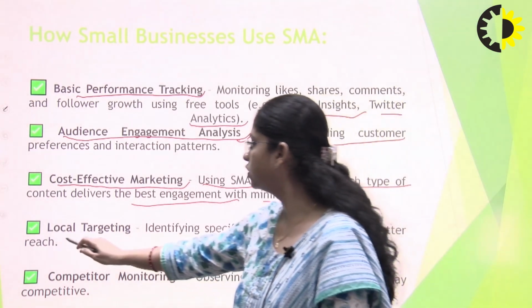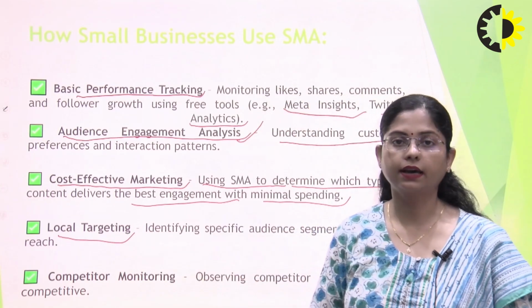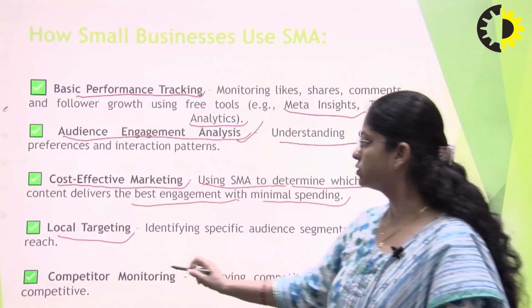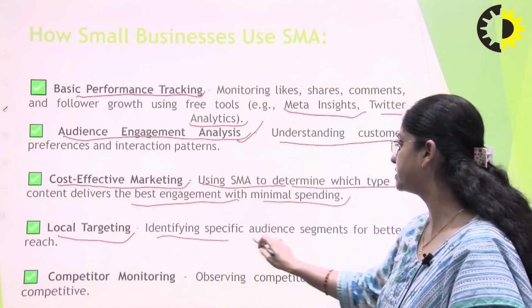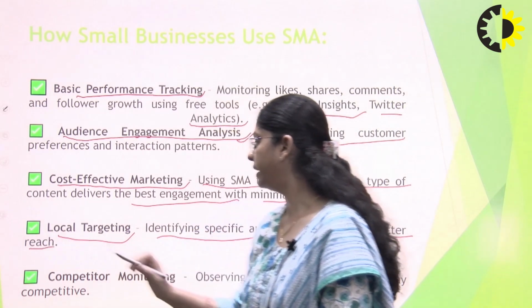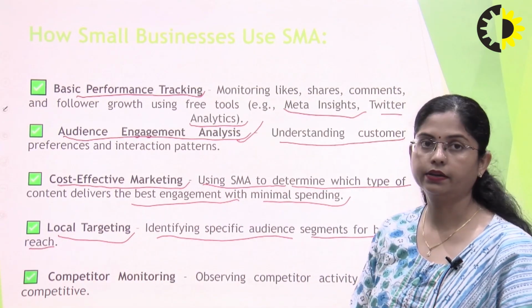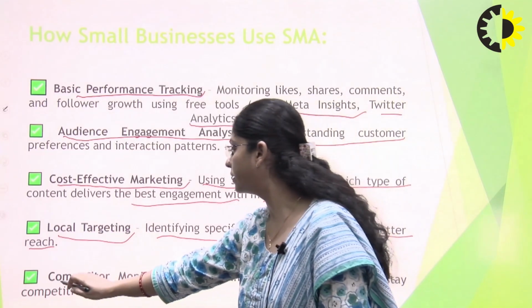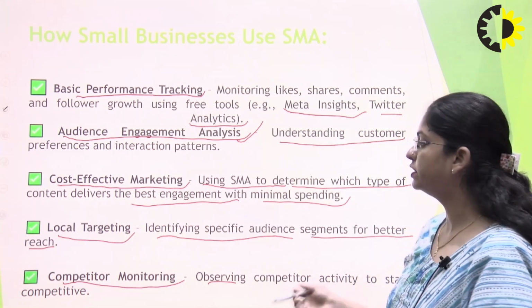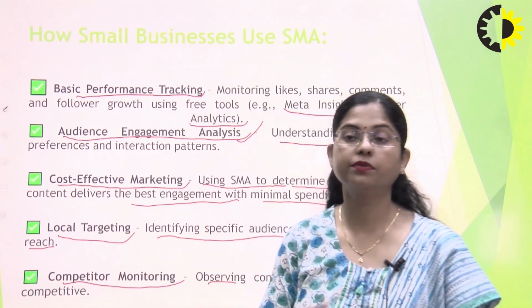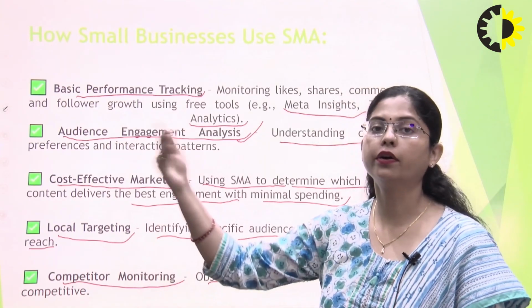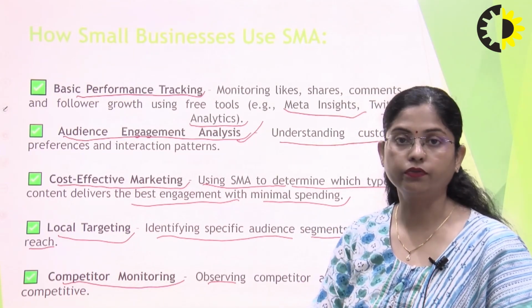Next is local targeting. Small organizations generally target local areas. So local targeting means identifying specific audience segments for better reach. And then competitor monitoring. Who are their competitors? Observing competitor activity to stay competitive. They also observe other competitors' activity so that they can match or increase their quality of work.